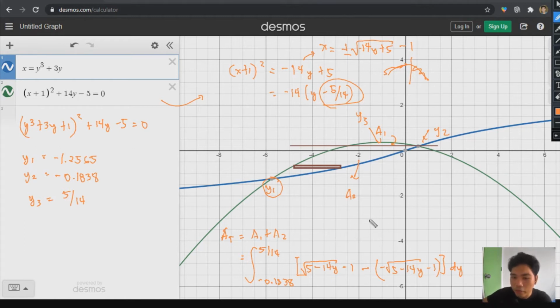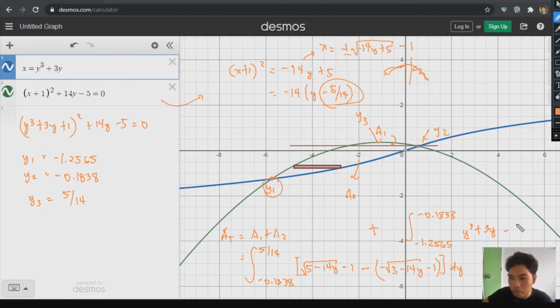And then what is our area 2? So now we add area 2, that is the integral from negative 1.2565 to negative 0.1838, and that is your function at the right. So that's y cubed plus 3y. And then we subtract this expression, which, if you notice, is the left portion of that equation. So we take the negative side of this.